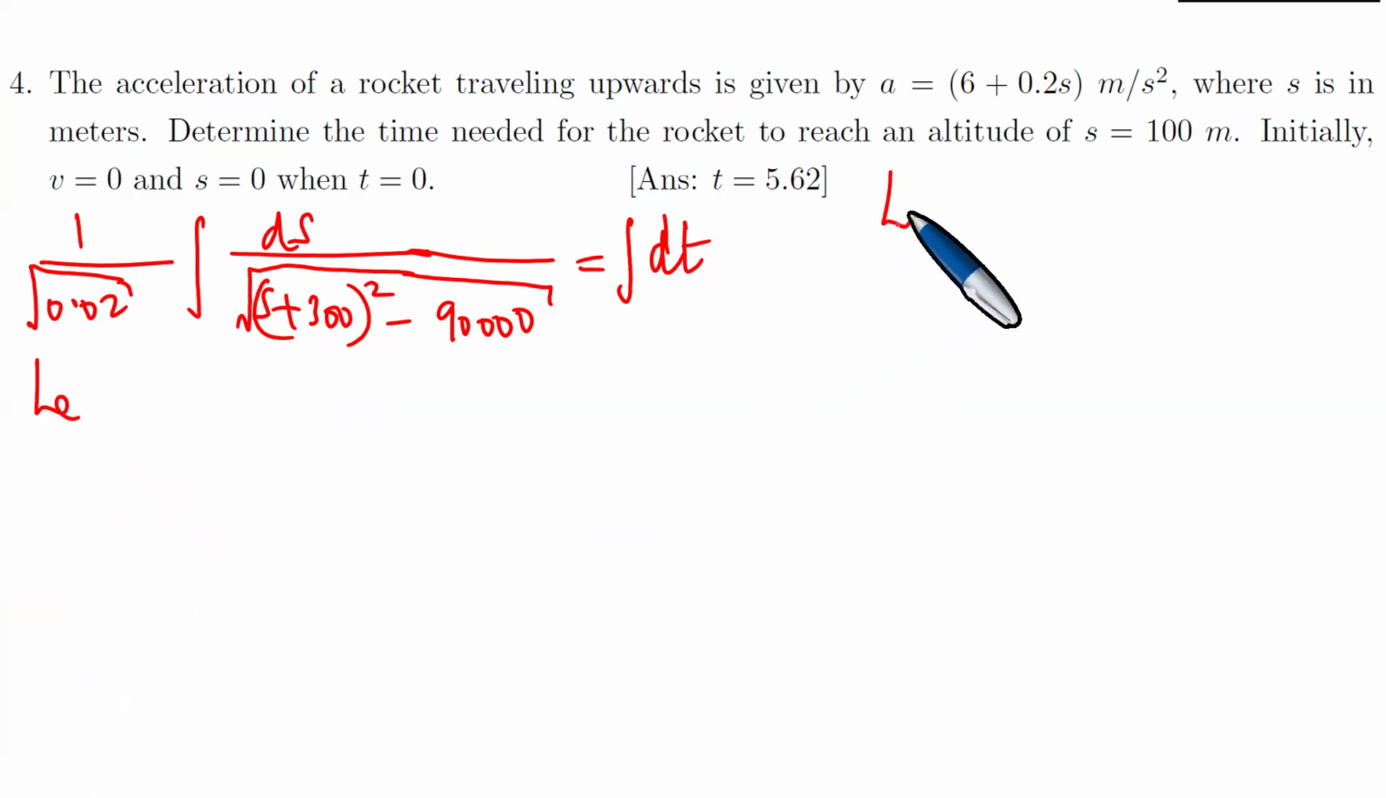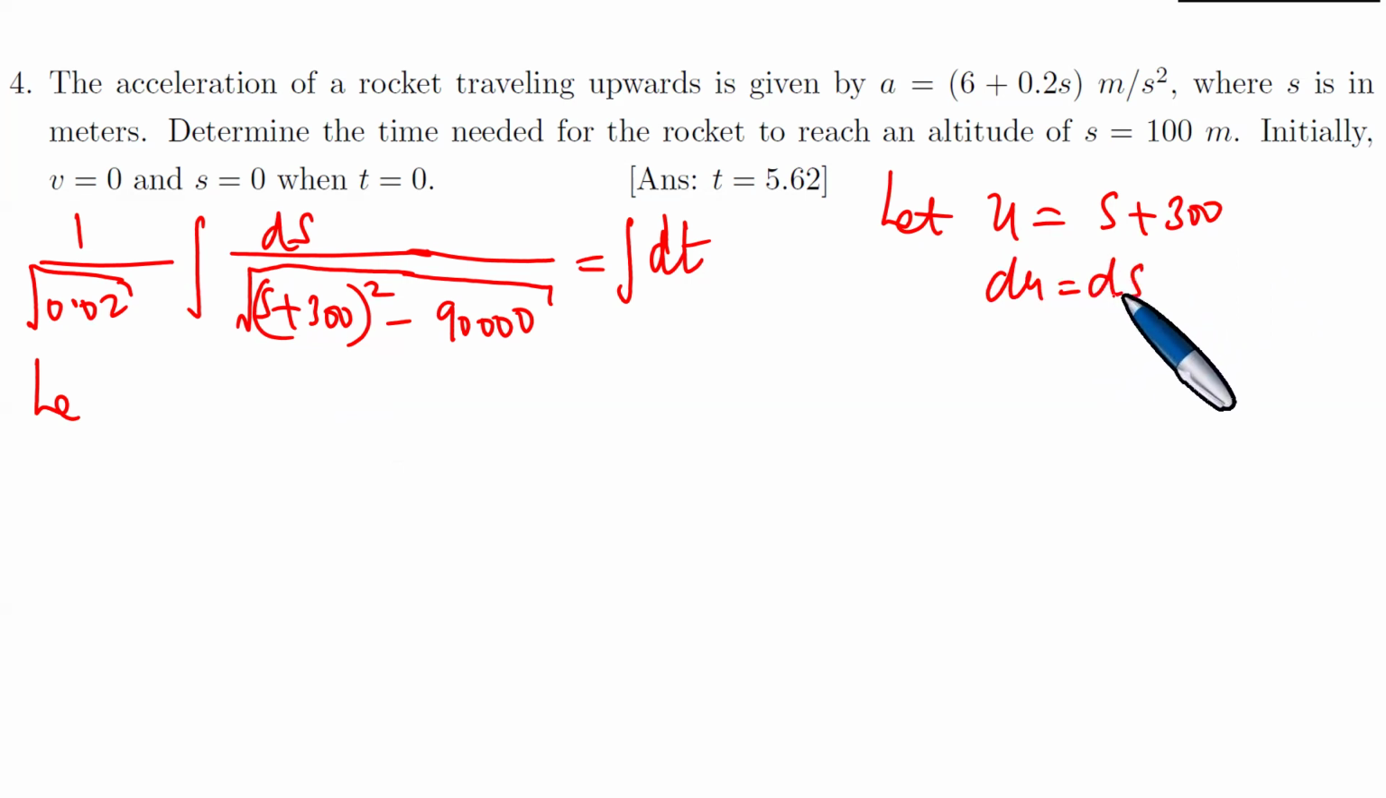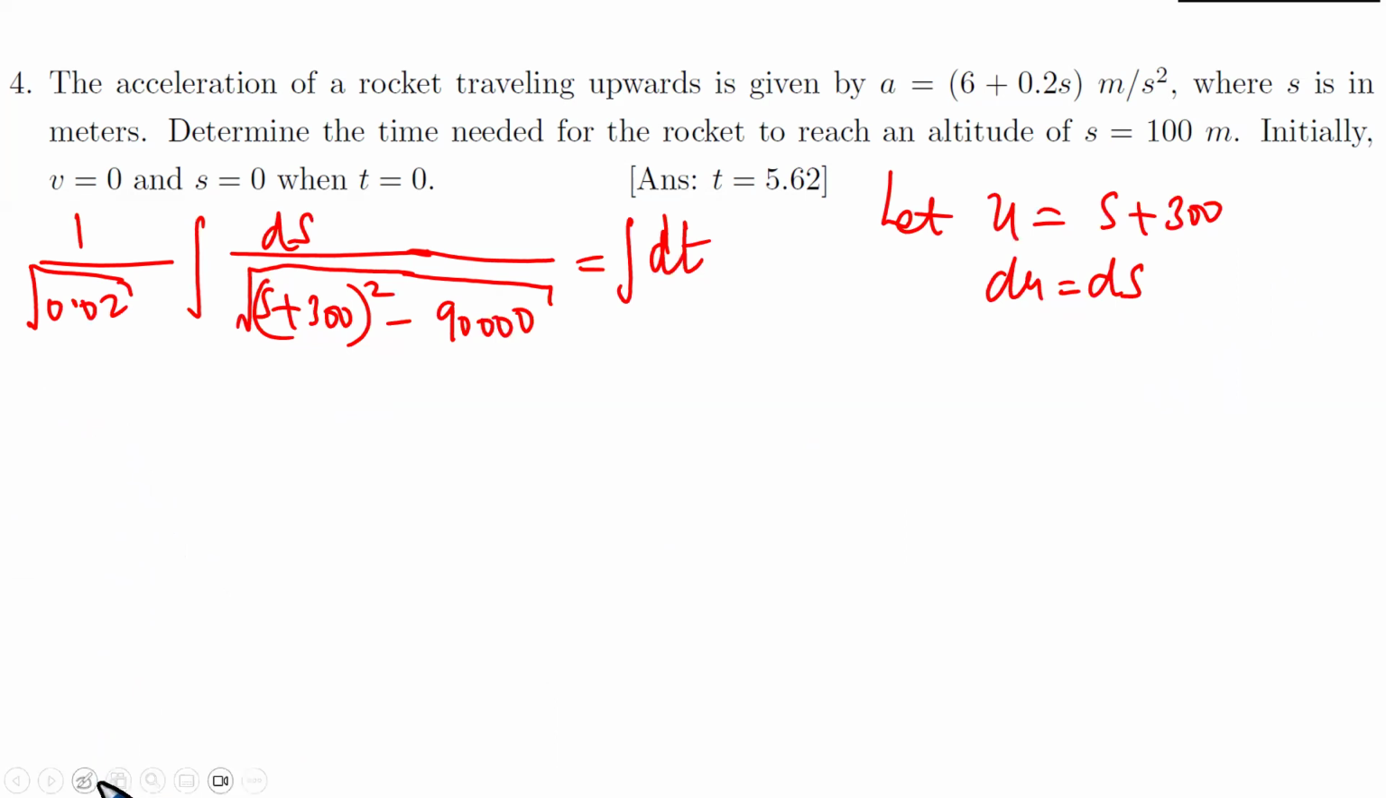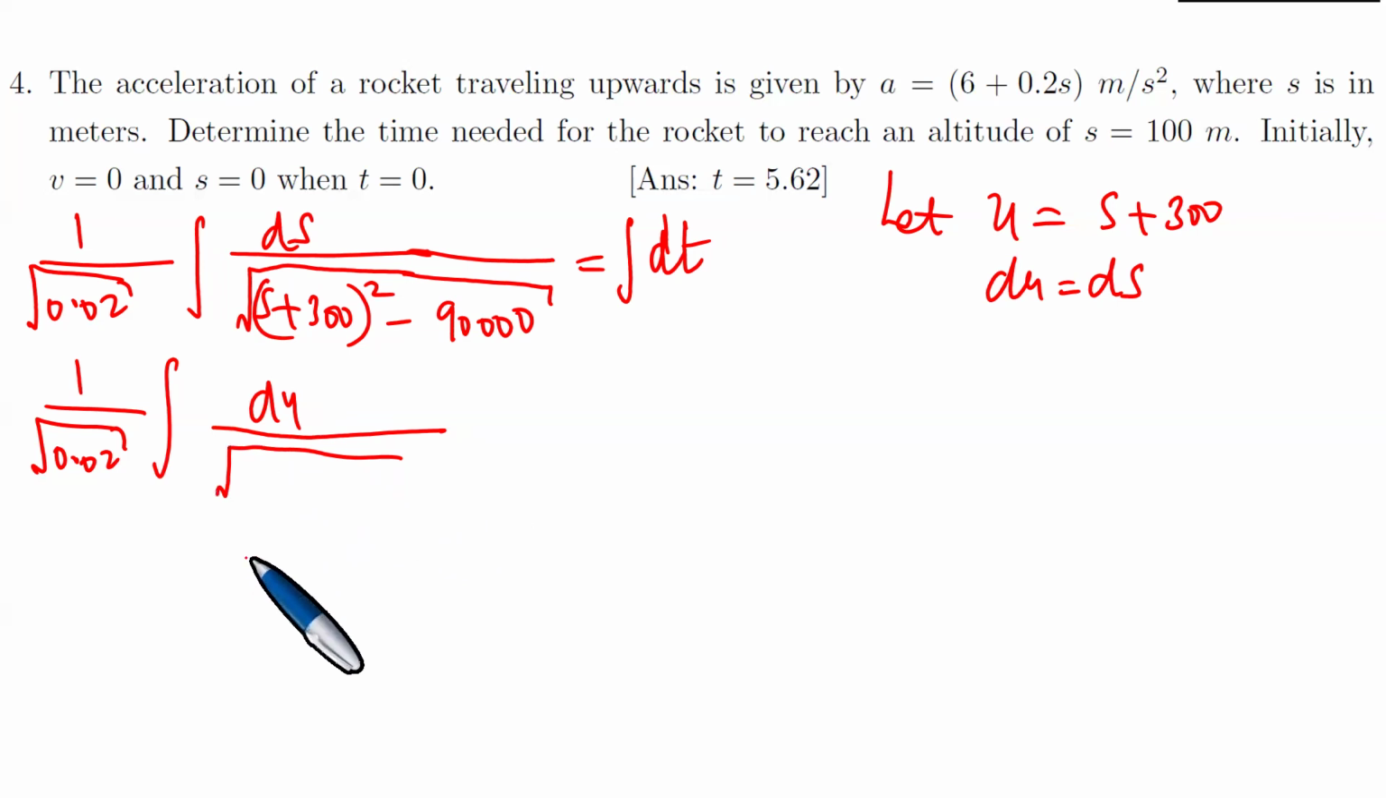So for example, if you let U be s minus 300, which means du equals ds. And if this is the case, then you have 1 over the square root of 0.02. Okay, right. And then you'd have that ds is du, and this is the square root of the following.